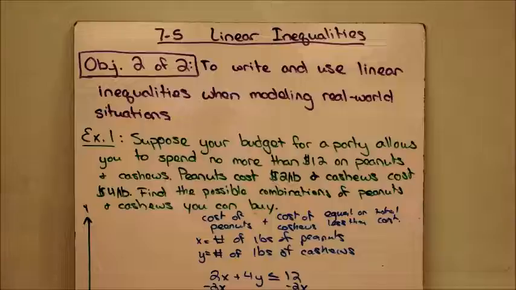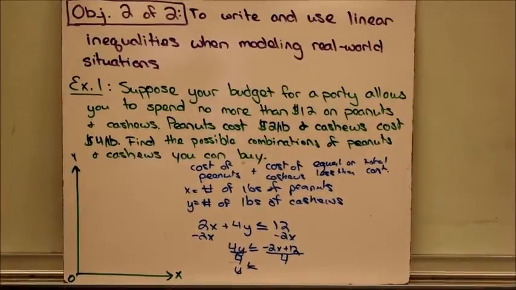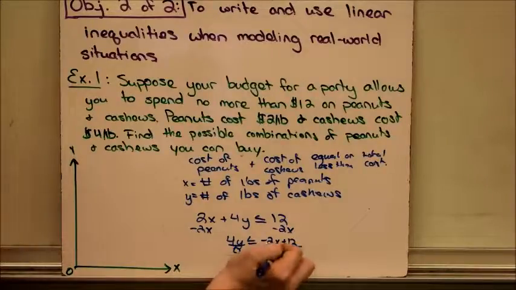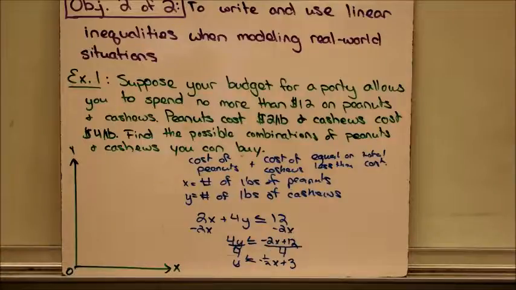So y is less than or equal to, let me drop the camera down, I'm sorry guys. Y is less than or equal to negative 2 divided by 4 is negative 1/2 x. 12 divided by 4 is 3. Y is less than or equal to negative 1/2 x plus 3. Okay. Now we can graph this inequality.